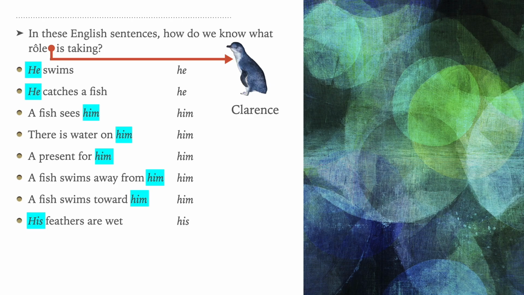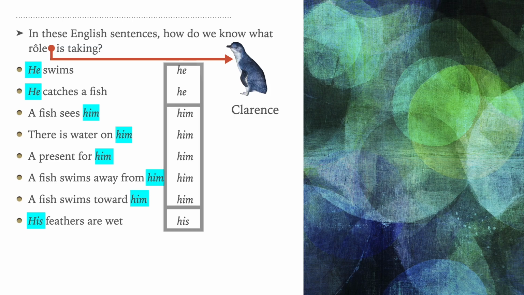We can group these. With the first two, we have he. The next five, we have him. And the last one, we have his. And although I would have liked to have made this penguin female, if we had done that, it would be she, her, and her. So with male pronouns, we have that three-part distinction that just makes things a bit clearer. But I think Clarence is a good name for a penguin in any case.